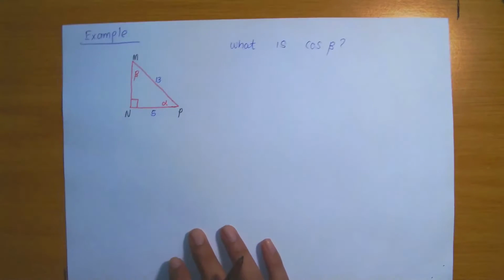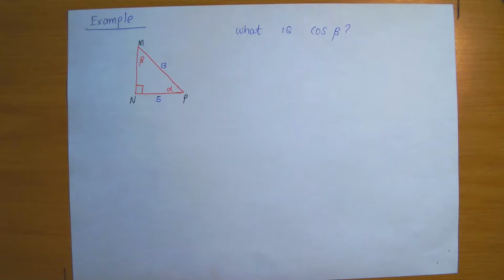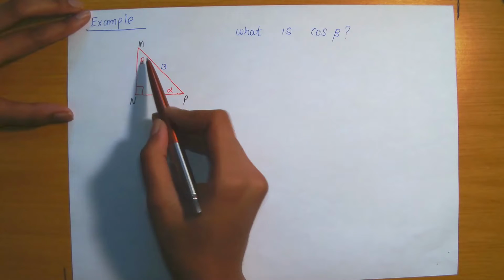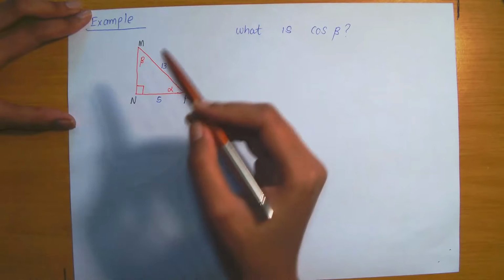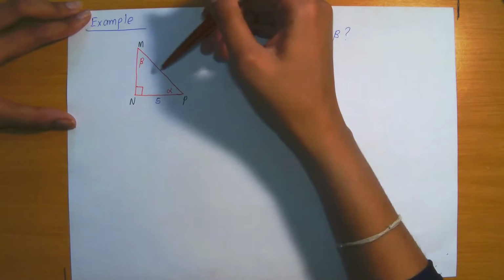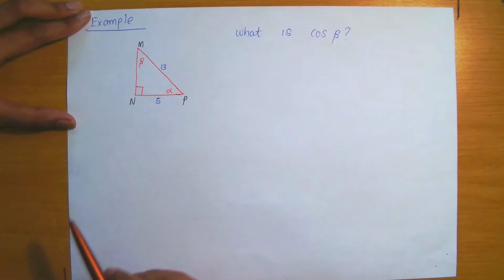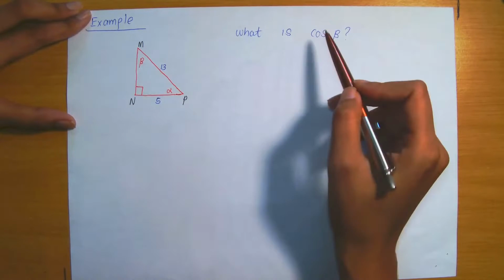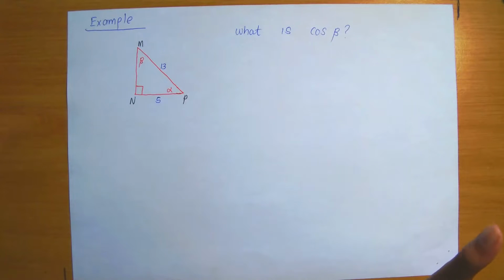Suppose you were given the following right-angled triangle. There is a right angle in it, and we have two reference angles in it, a beta and an alpha. More importantly, observe that we were given the length of two sides. The length of side MP is 13 and the length of side NP is 5. The question is, what is cos beta?